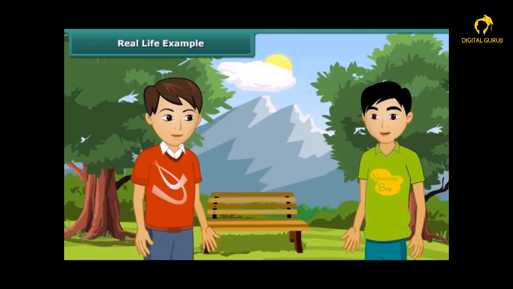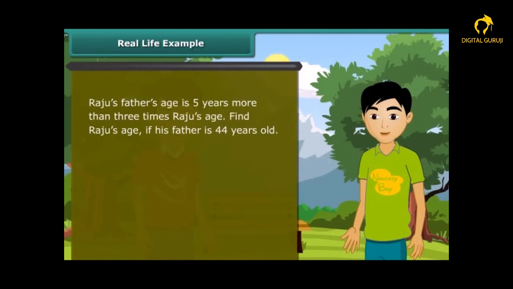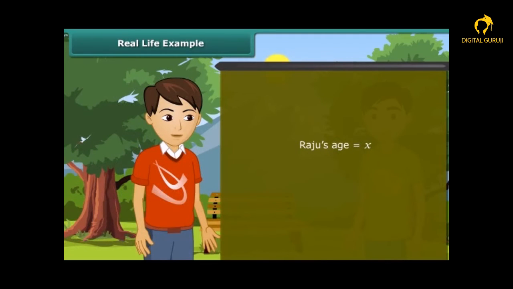Ajay, now you know to solve the equation. There is one problem for you. Ask. Raju's father's age is 5 years more than 3 times Raju's age. Now find Raju's age if his father is 44 years old. We have to find Raju's age, therefore we will take it as x. Now 5 years more than 3 times Raju's age is 3x plus 5, which is equal to 44.